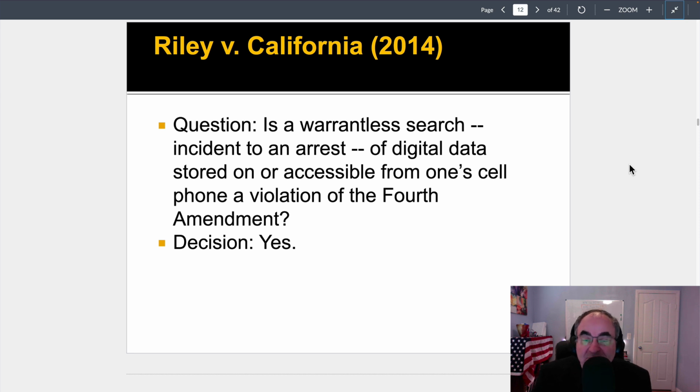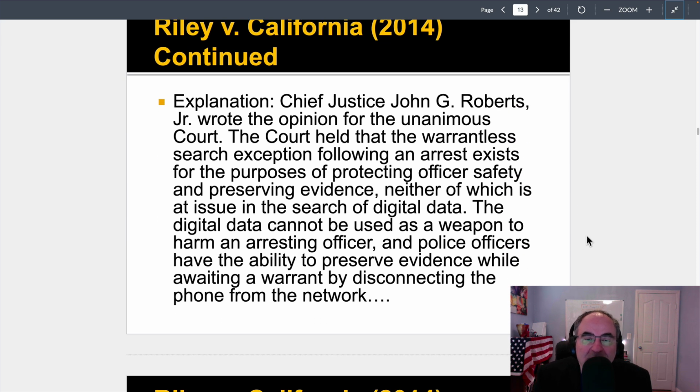He appealed, trying to suppress evidence from his cell phone, claiming that the police needed to obtain a warrant prior to searching the digital contents of his cell phone. Now, Chief Justice John Roberts, who wrote the opinion for the unanimous court, stated that the warrantless search exception following an arrest exists for the purposes of protecting officer safety and preserving evidence, neither of which is at issue in the search of digital data. The digital data cannot be used as a weapon to harm an arresting officer, and police officers have the ability to preserve evidence while awaiting a warrant by disconnecting the phone from the network.